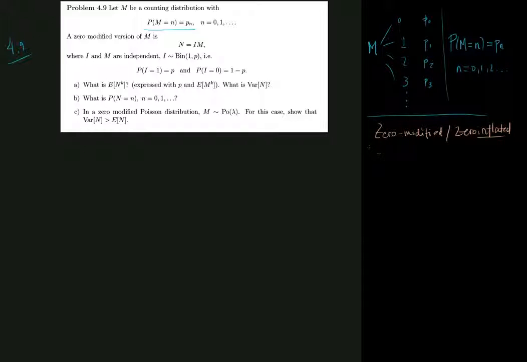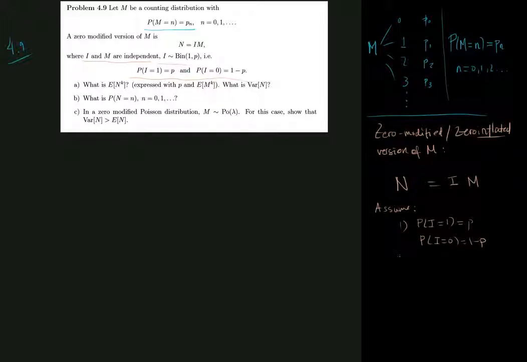So the zero inflated version of m is introduced as the stochastic variable n given as the product of a 0, 1 variable I with m, where it is assumed that first of all, I is Bernoulli distributed with success parameter p, so that means that I is equal to 1 with probability p, and it's equal to 0 otherwise, so with probability 1 minus p. And also we assume that I and m are independent.